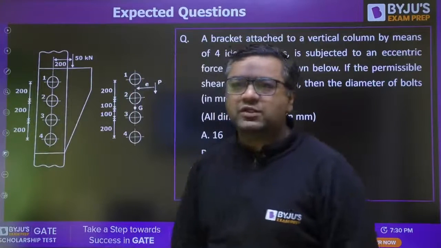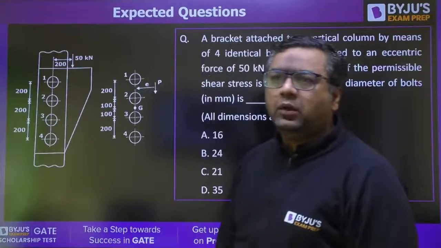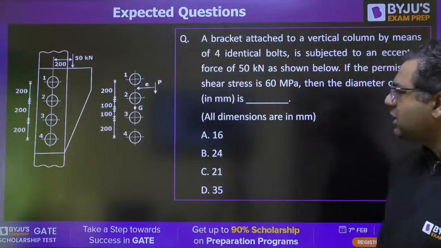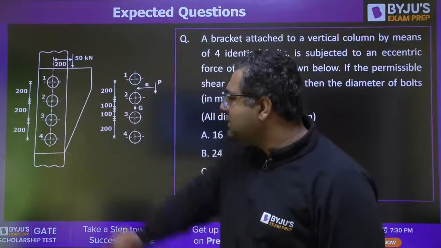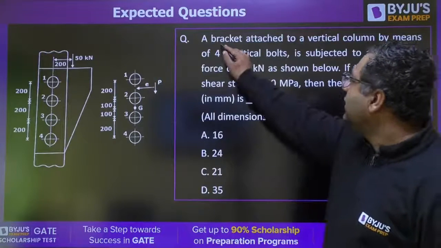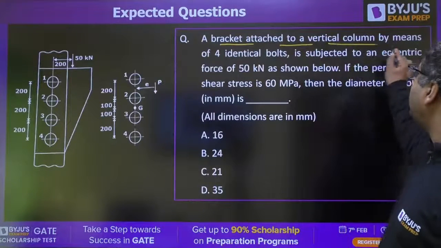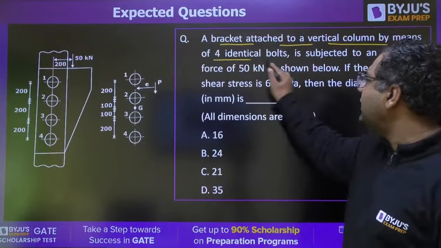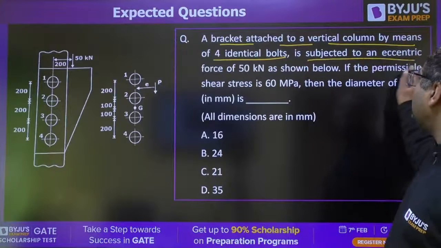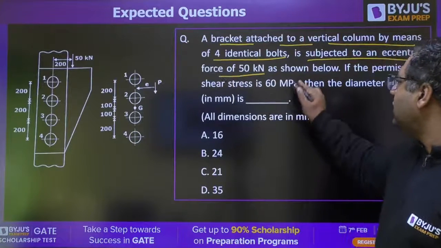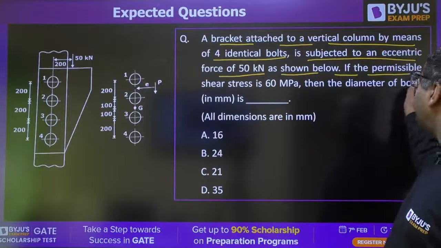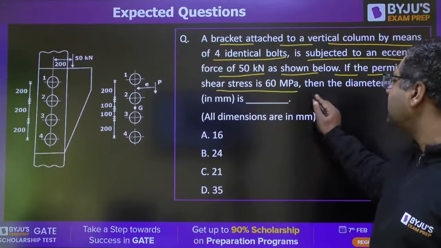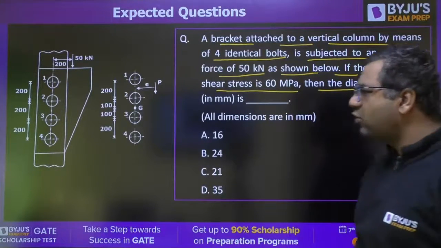Guys, moving to the first question now. This is a case of joints. A bracket attached to a vertical column by means of 4 identical bolts is subjected to an eccentric force of 50 kilonewton as shown below. If the permissible shear stress is 60 MPa, then find out the diameter of bolt.